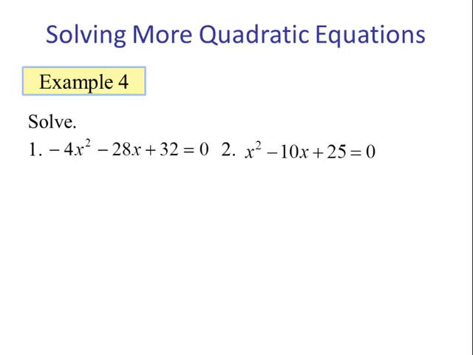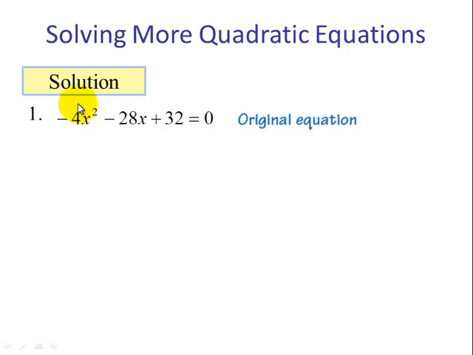Example 4. Solve number 1, negative 4x squared minus 28x plus 32 equals 0, and number 2, x squared minus 10x plus 25 equals 0. Since a is not a positive 1, we need to factor out the greatest common factor. Since 4 divides all three of these terms, we will factor out a negative 4, and recall this will change the sign of each term. So now we have negative 4 times the quantity x squared plus 7x minus 8. This equals 0. Next, we want to factor this trinomial.